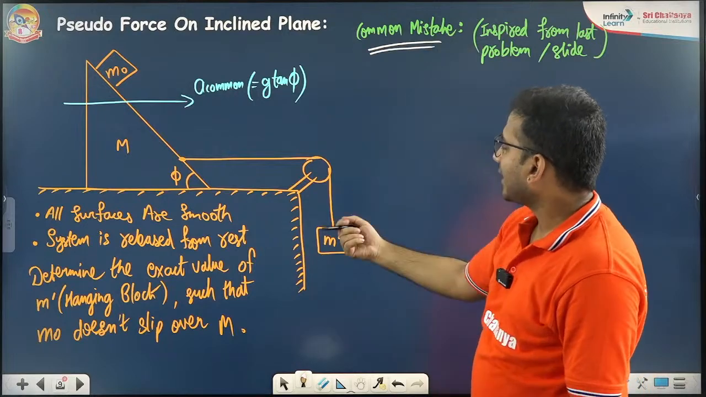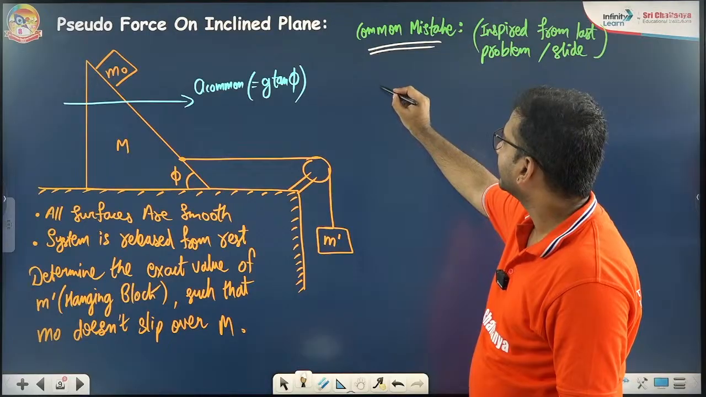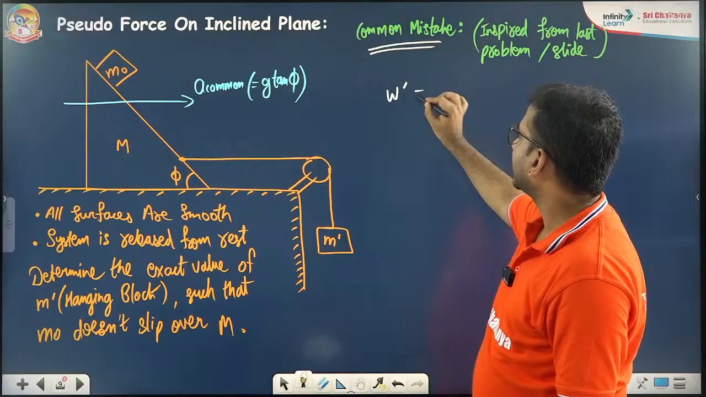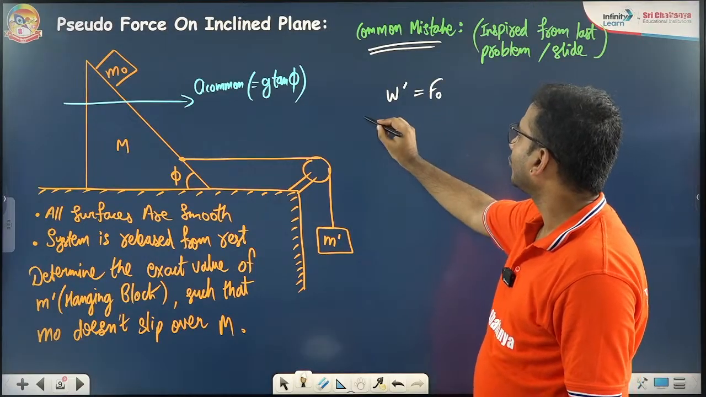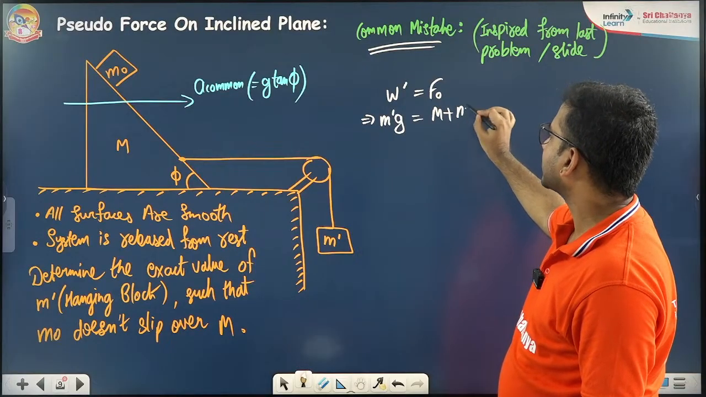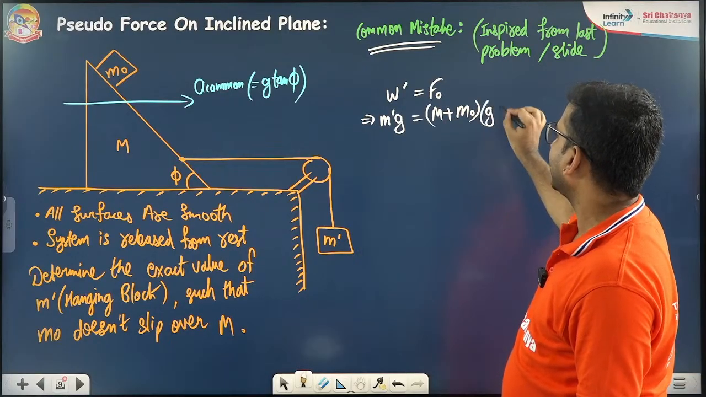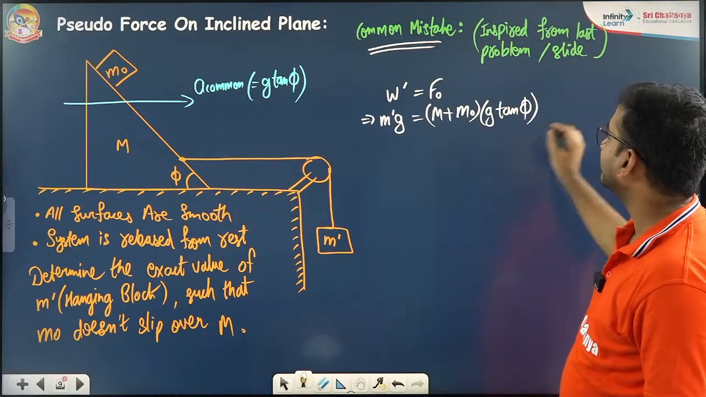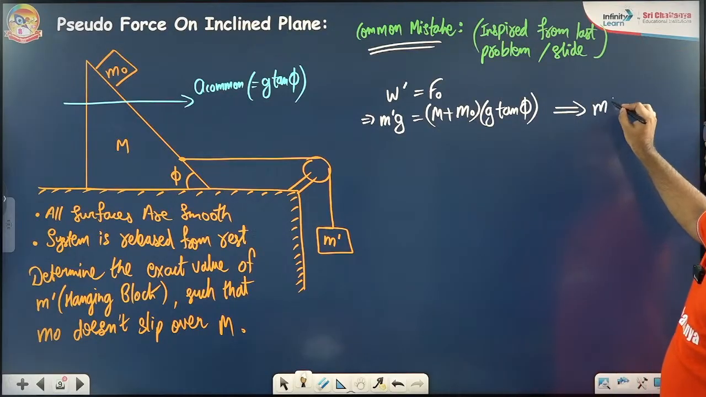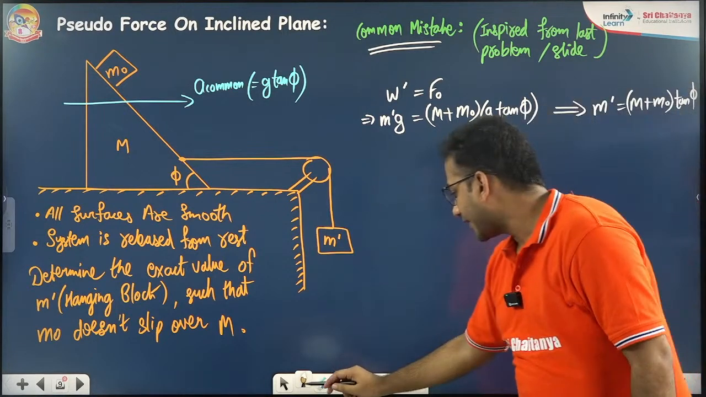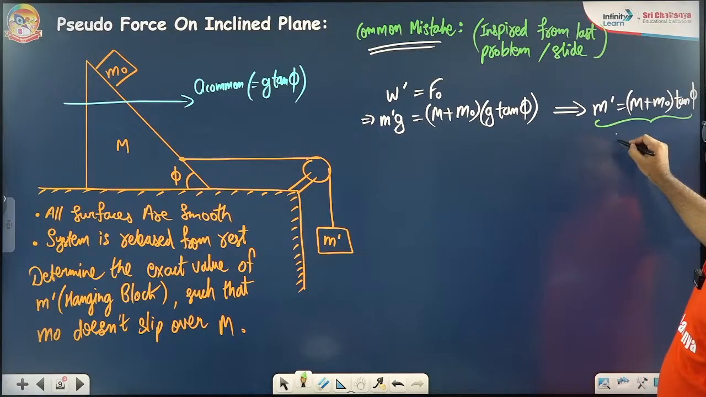They write the hanging weight m dash g must be equal to the force required, which means m dash g will be equal to capital M plus m naught into g tan phi. From here g and g cancel, and this implies m dash will be equal to capital M plus m naught into tan phi. As I said, doing this is wrong.